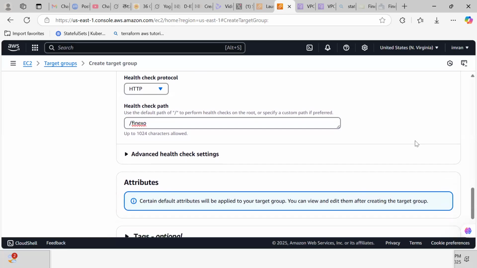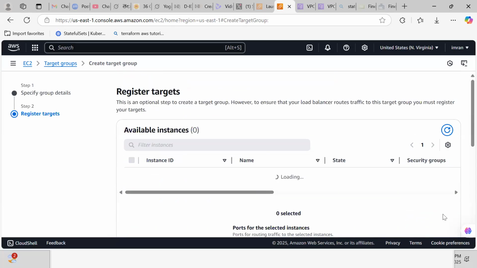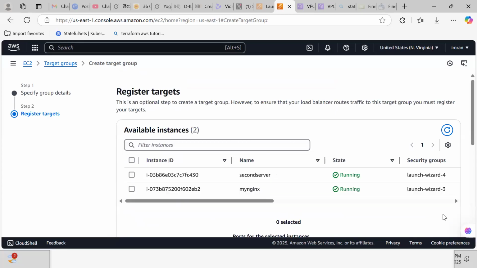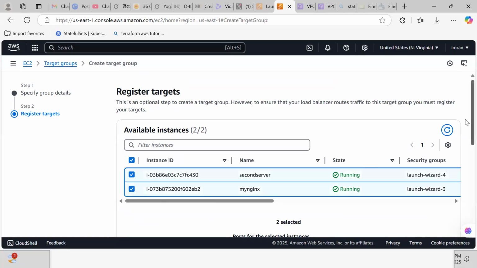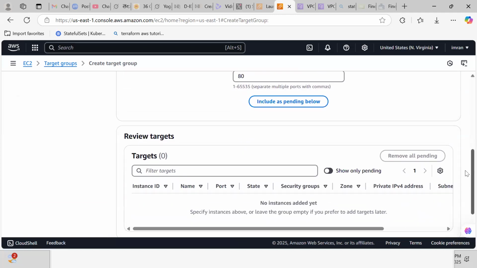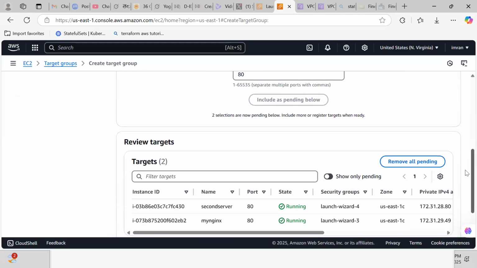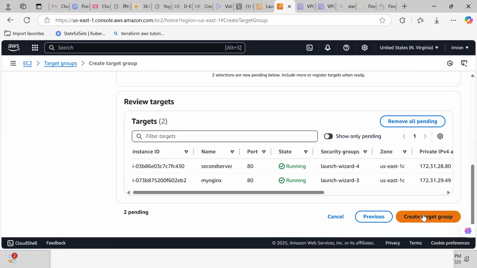Even we can configure the health checks also. We'll see. So as of now we are creating the target groups. Here among these you can choose the instances and port numbers. Okay, I'm adding them to the targets. Okay, create the target group.